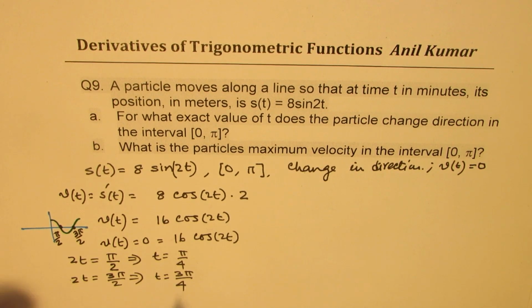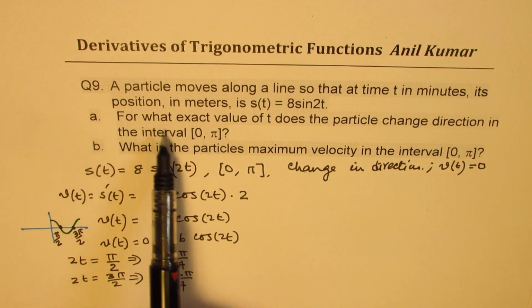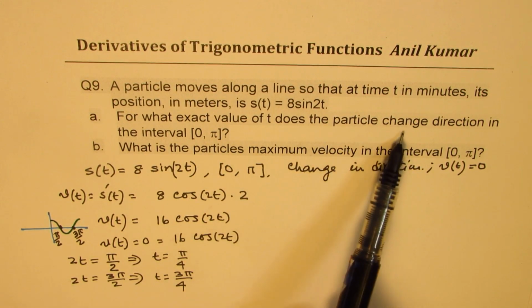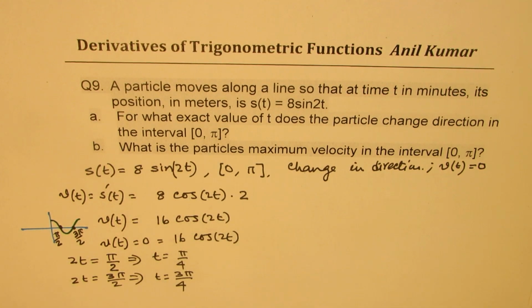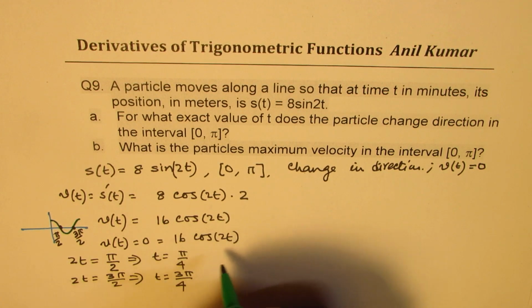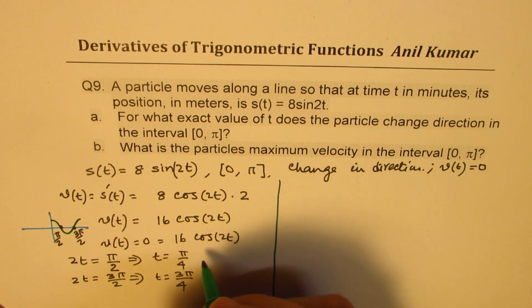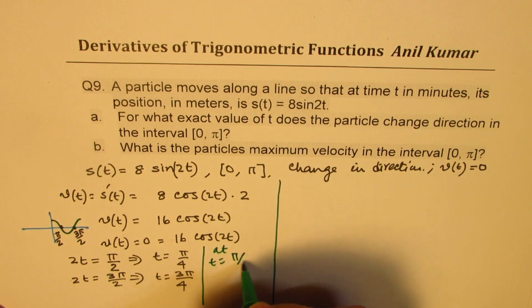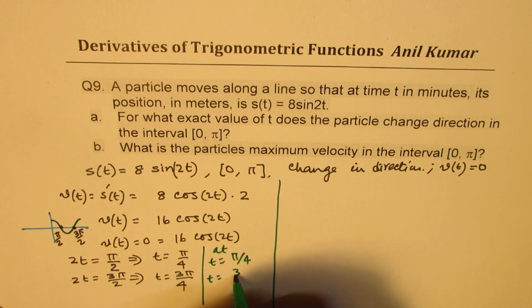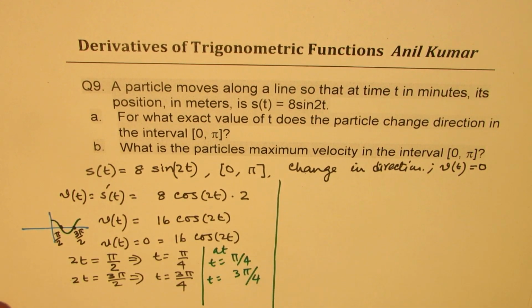So, do you understand this part? Those are the turning points. So for what exact value of t does the particle change direction in this interval? We have two points here. So the answer here will be at t equals pi by 4 and t equals 3 pi by 4. Correct? So every time the velocity becomes 0 in this case, it changes direction. Perfect? So that is how we could find the answer for this part.